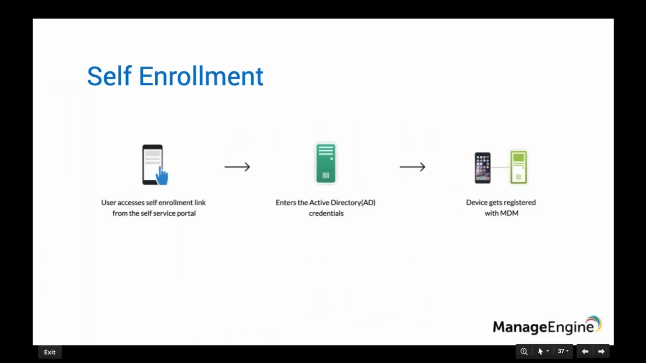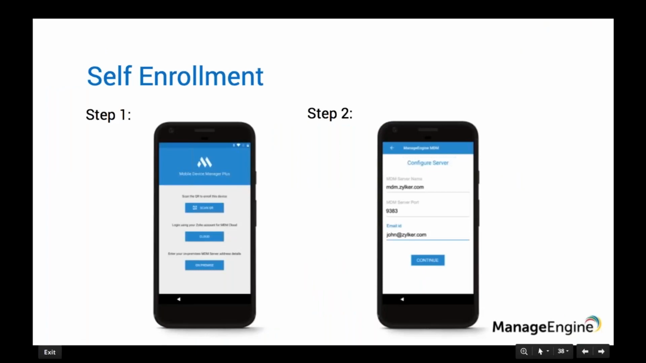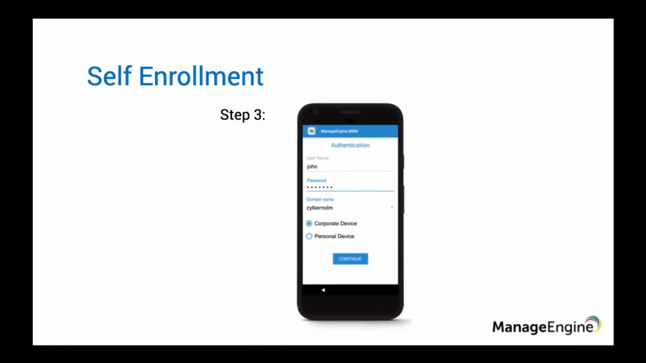So I'll take you back to my presentation. As you can see, he needs to select the on-premises option, provide a few details such as the server name, server port, and the email address. Once that is done, he needs to provide his AD credentials to complete the enrollment. This is how self-enrollment is done.